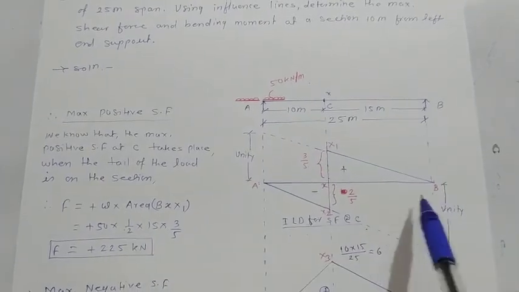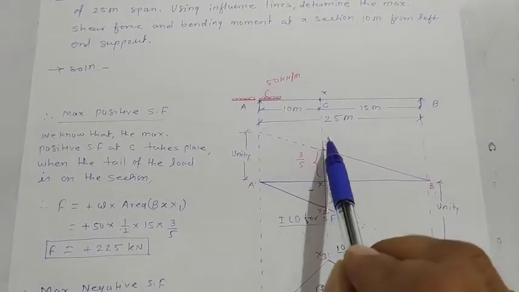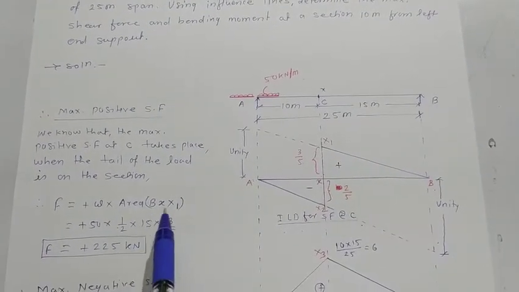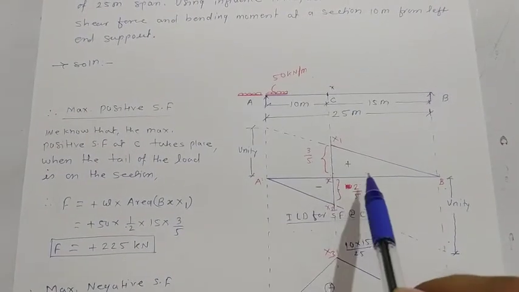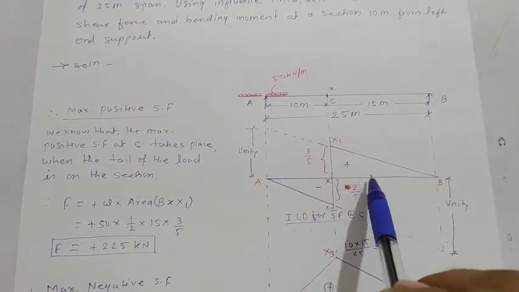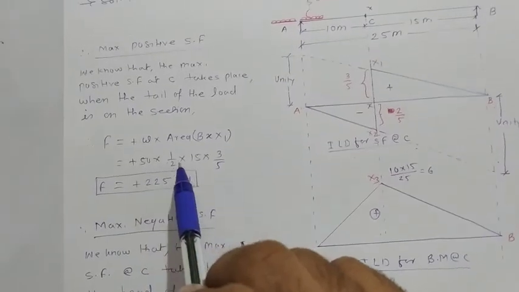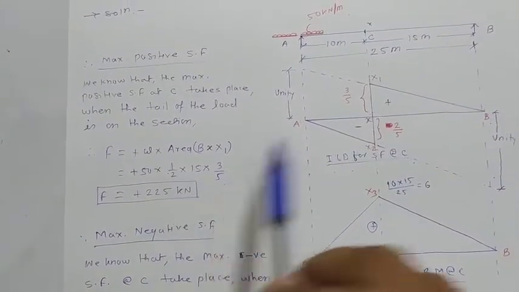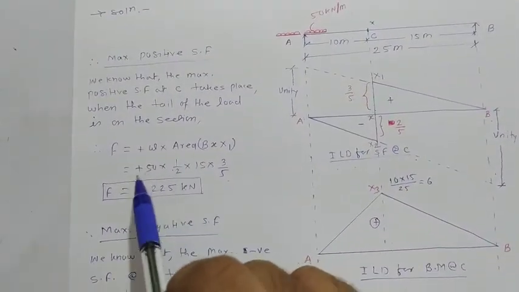Area of the triangle is half base into height, so 50 into half base into height. Okay, this one is the maximum positive shear force.